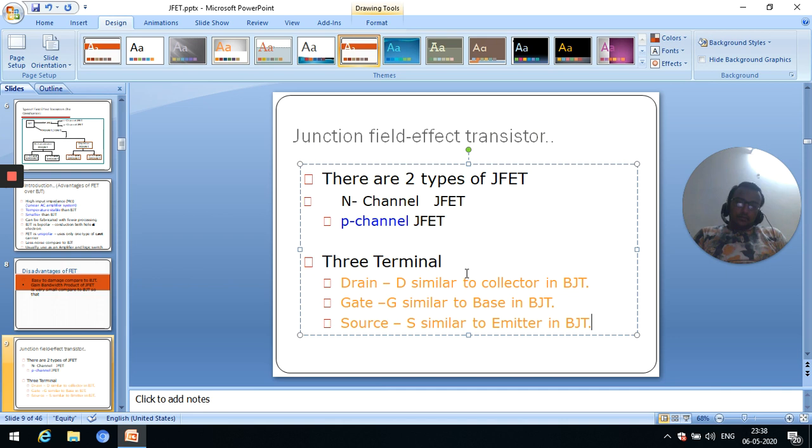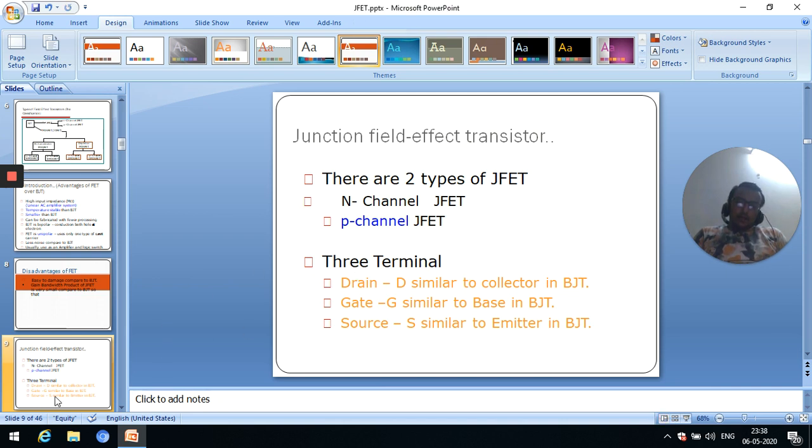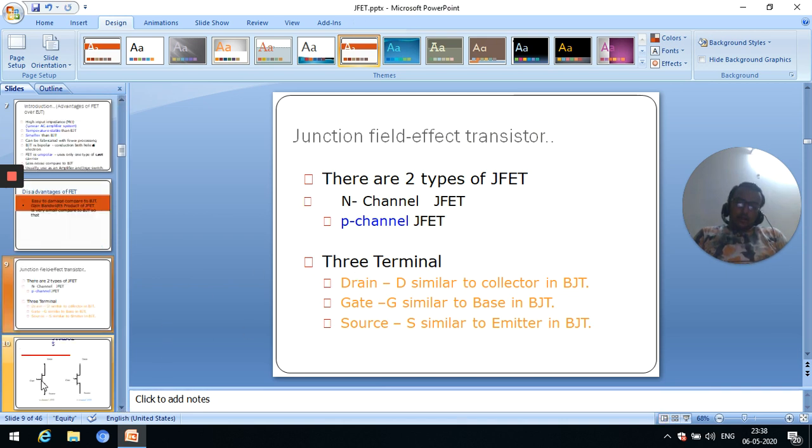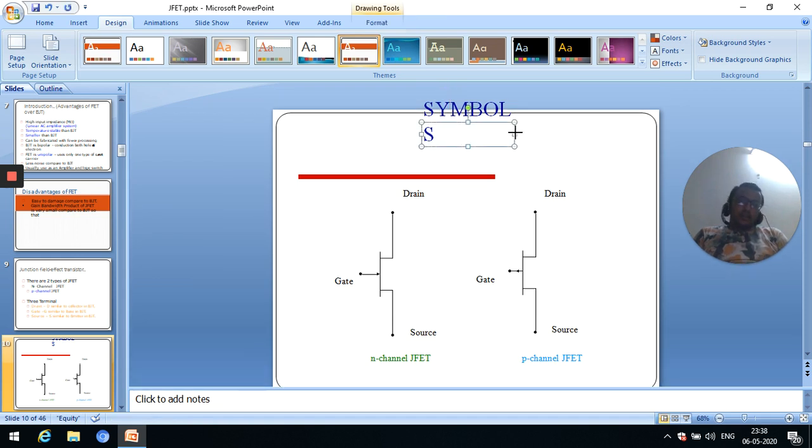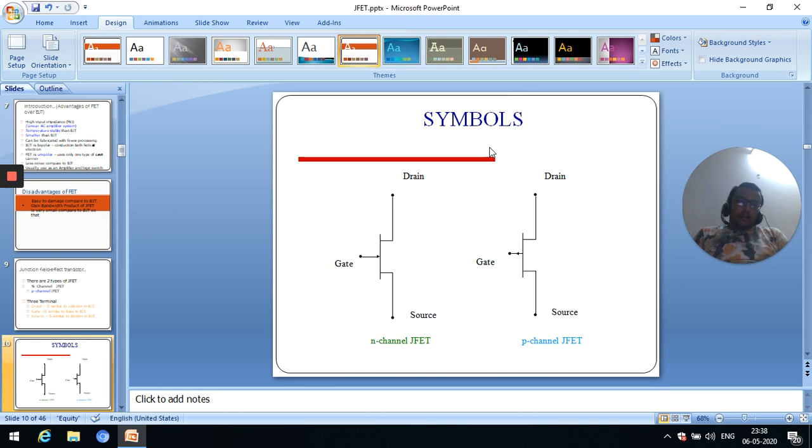Now I have explained the symbol. This is the symbol regarding the N channel JFET and P channel JFET. See this, in N channel JFET, the arrow is inside. In P channel JFET, the arrow is outside. What is the meaning of the arrow? This indicates the direction of current.